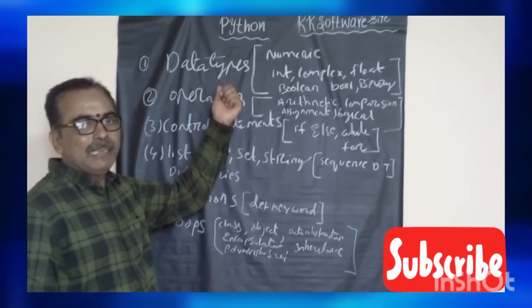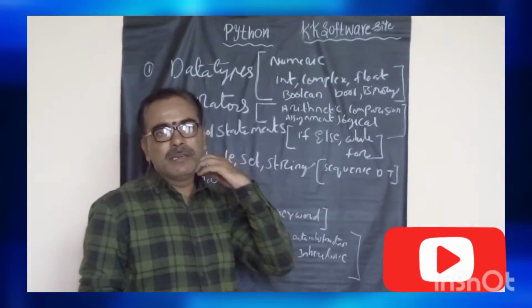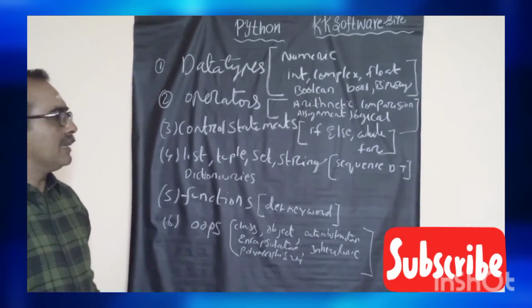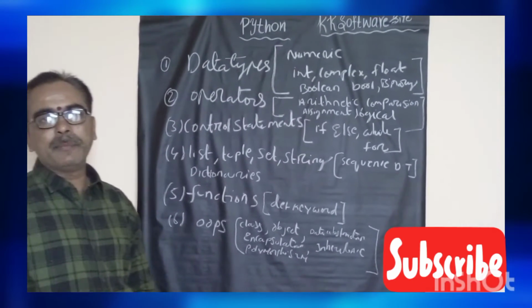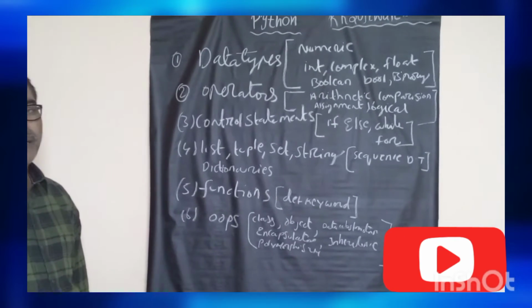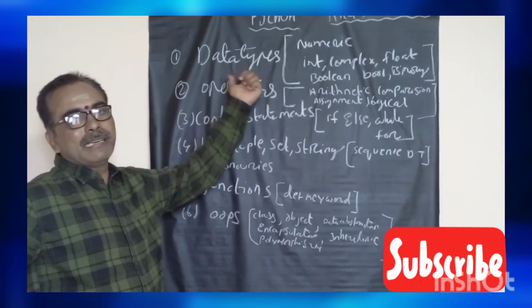First one is data types. Data types consist of integer, complex and float. Float is a data type which consists of decimal places. And after that, boolean data type. Boolean data type consists of true or false, or 0 or 1 values. And after that, binary data type. This is also one of the concepts which we will be learning in data types.